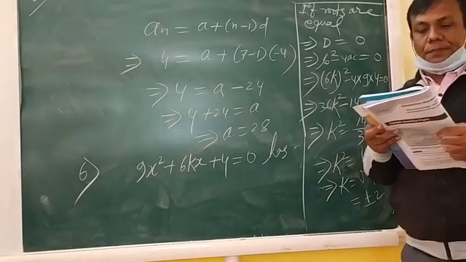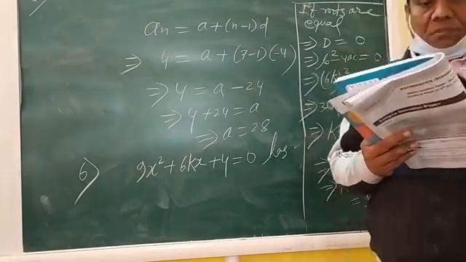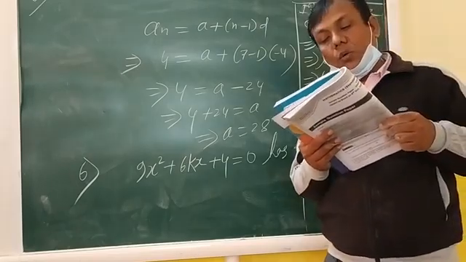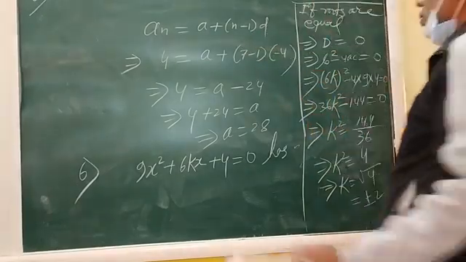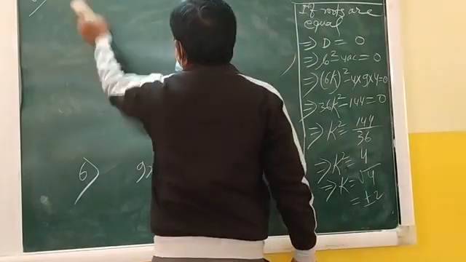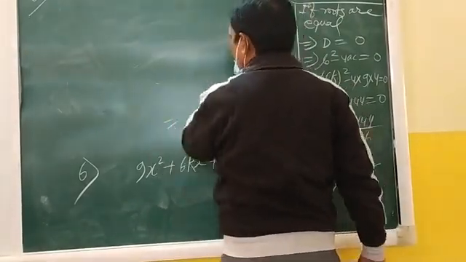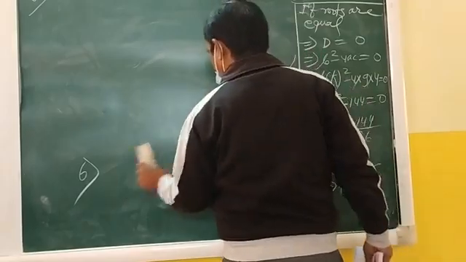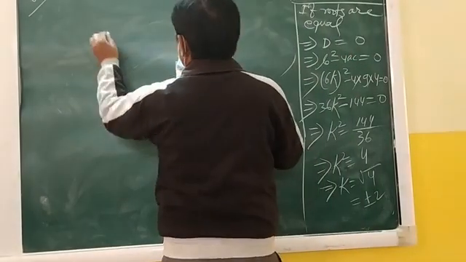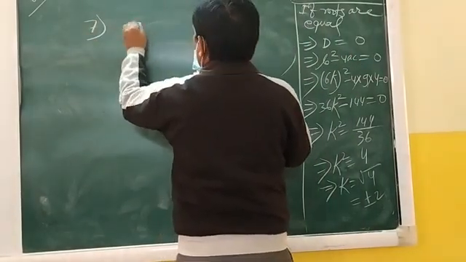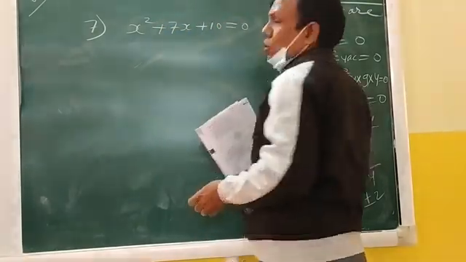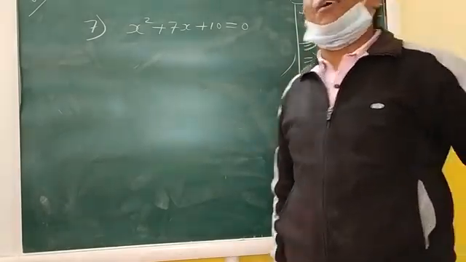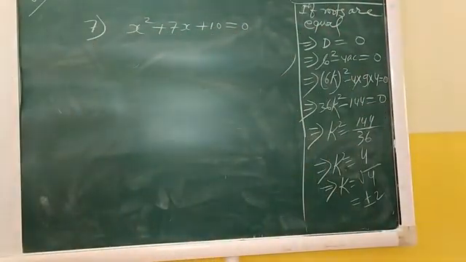Now the next question. Next question is, find the roots of the equation x square plus 7x plus 10 equal to 0. Very simple. What is the question? The question is x square plus 7x plus 10 equal to 0. What you have to do? You have to find the roots. Start finding it.